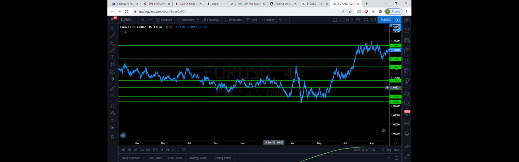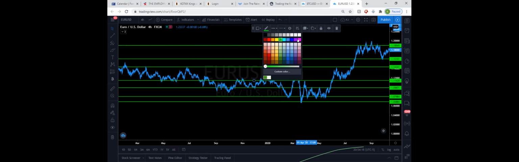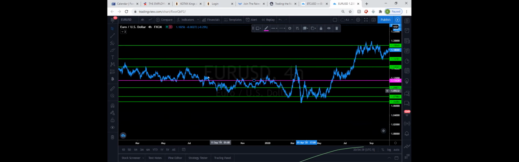And even this line here, so I'm going to use this line as an example. I'm going to change the color to this fuchsia purple color. So this line was used as a really strong support for about 3 months or so, 3 or 4 months here. Then price shifted and it became a really strong resistance. So price had a really hard time breaking above and staying above this price. And then it became a support again about a year later.